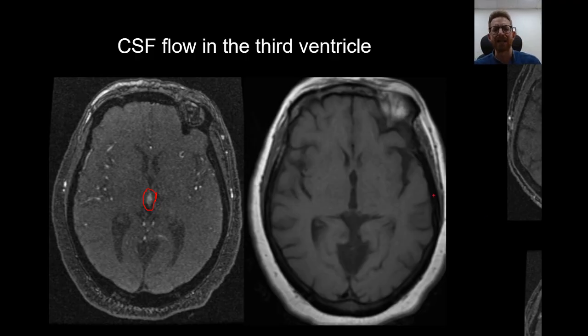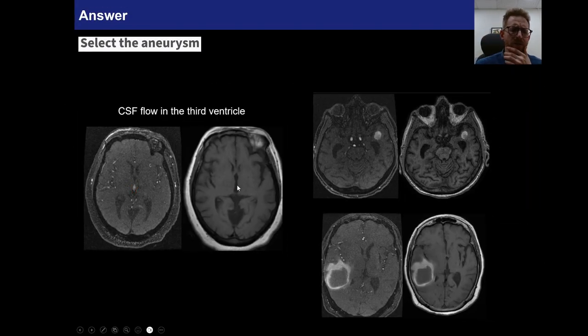So the first thing we want to ask, maybe there's a lesion there. So let's look on the T1. Is that T1 shine through? No, it's not. There's nothing in the third ventricle here. These are the thalami. The third ventricle is in between the thalami, right? So it's some kind of flow. So this is just CSF flow.